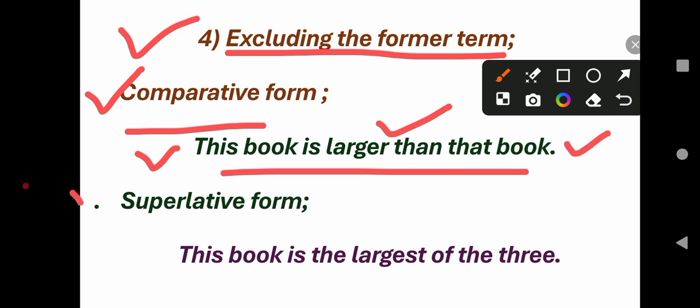But in the superlative form, if we want to compare the size of three books, we would say that this book is the largest of the three. Again, we are excluding the first book from the comparison. We are not saying that the first book is the largest book in the world, including itself. We would say that this book is the largest of the three. By excluding the former term from the comparison, we can make a clear and accurate comparison between two objects.